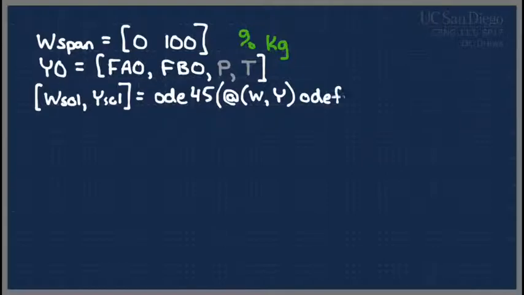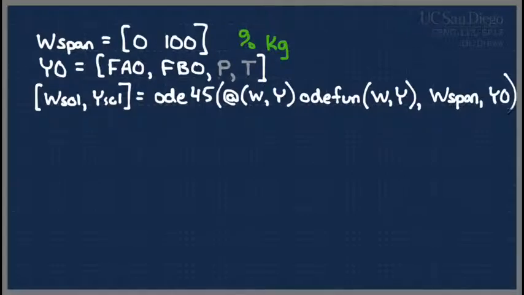So you can call that function whatever you want. It's a function of W and Y. And then you include your W span and Y0 in the same way that you would have for a batch reactor. So that element looks pretty much the same. The only thing we've changed is we call this thing up here W instead of T span. We're going to integrate everything in the same way.